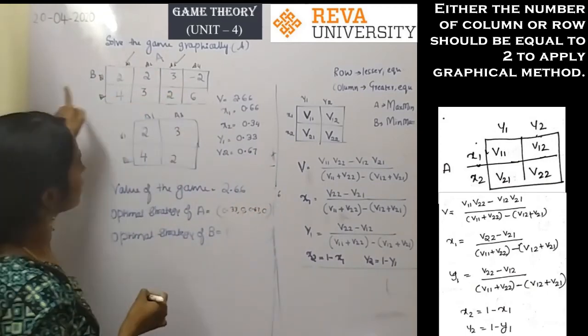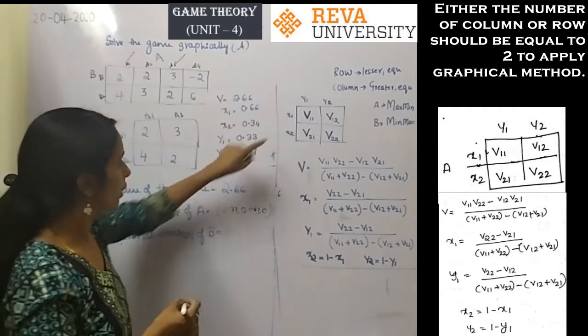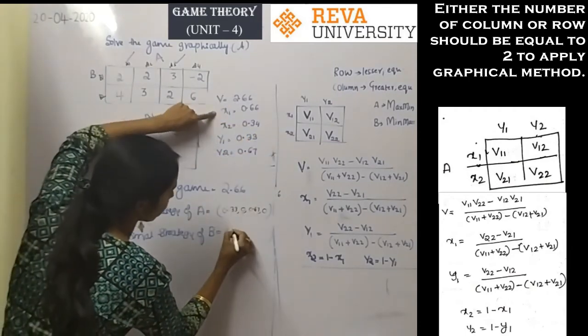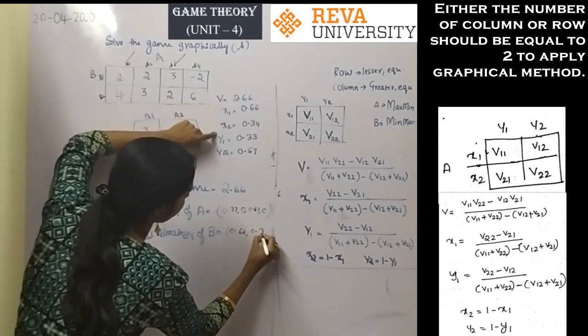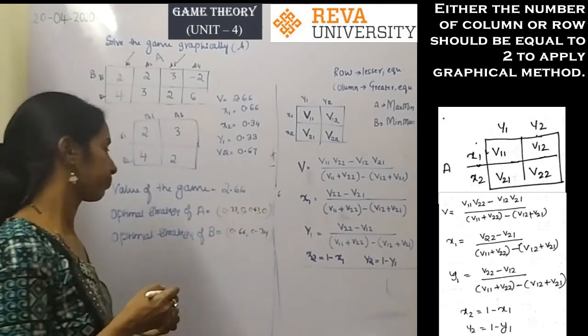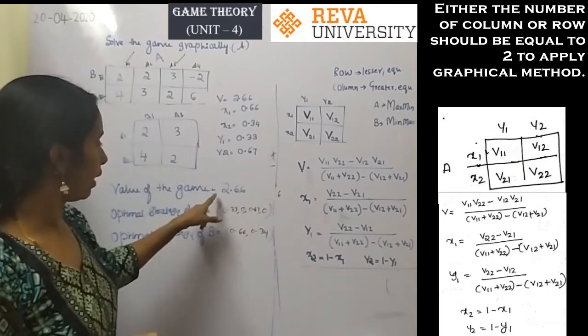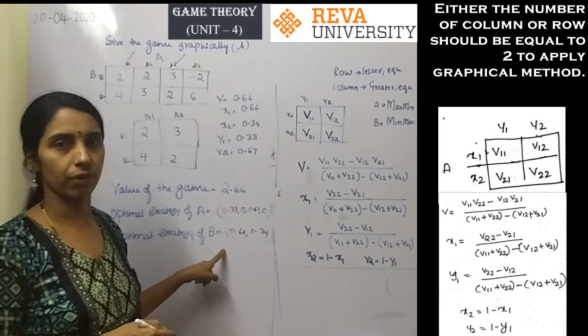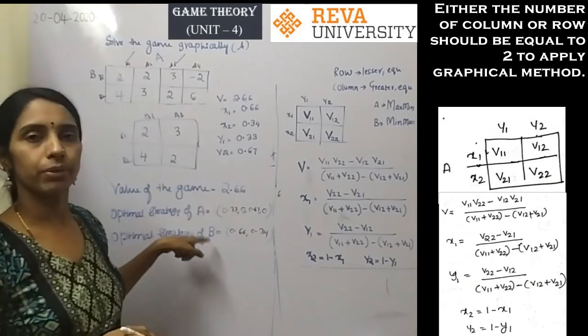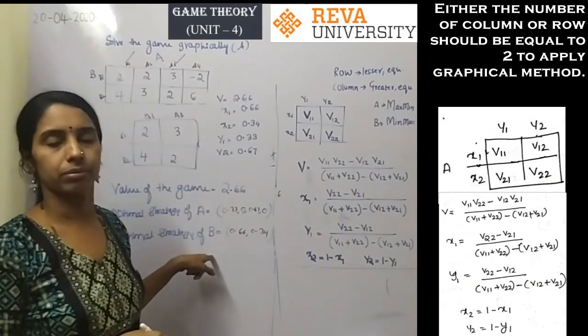And the optimal strategy of B will be y1 equals 0.33 and y2 equals 0.67. So you find out the value of the game, the optimal strategy for A and the optimal strategy for B. So this is by using the graphical method. Thank you.